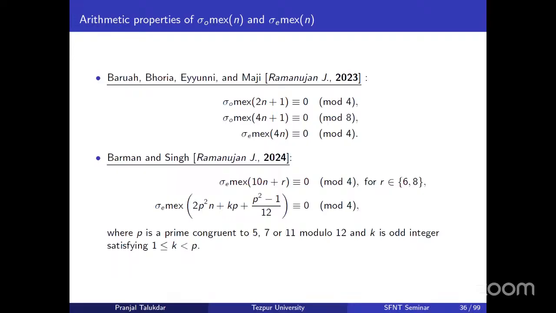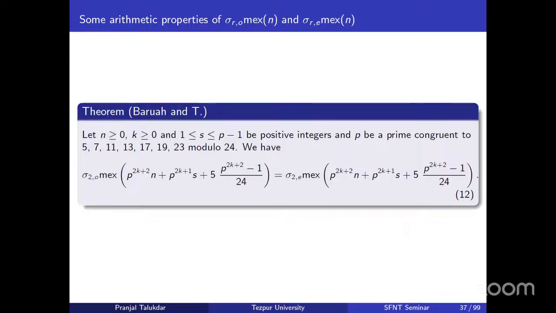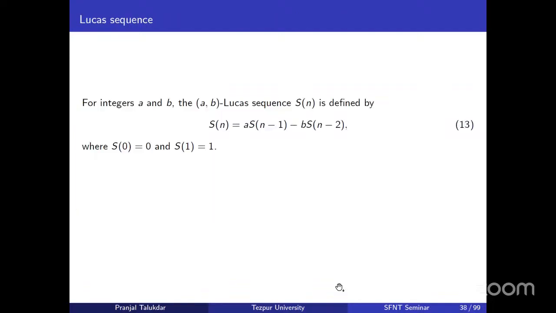There are some more arithmetic properties which have been found recently by Baruah, Bhuria, Mazumdar, and next by Burman and Singh for this sigma odd max and sigma even max, modulo 4, 8, etc. So motivated by these results, we have also proved these identities for sigma r odd max and sigma r even max for r equal to 2 or 3. So for r equal to 2, we have this identity. We have also proved some class of congruences, infinite families of congruences.